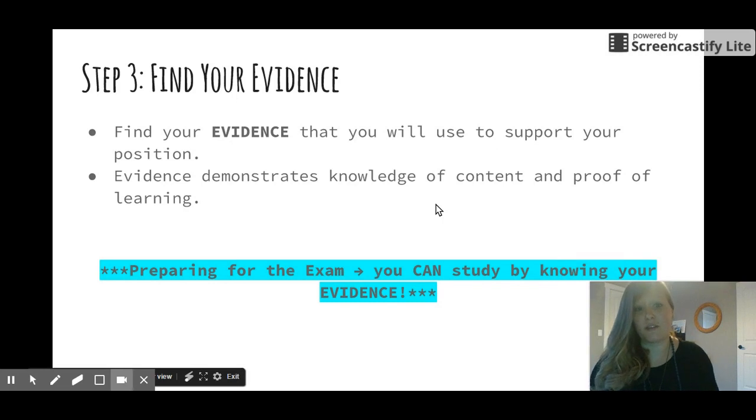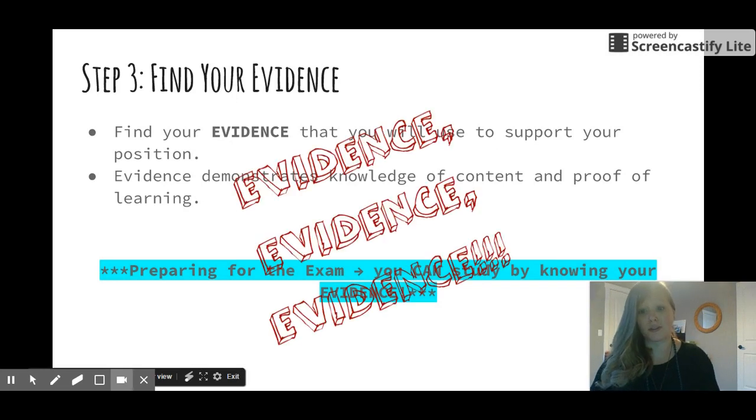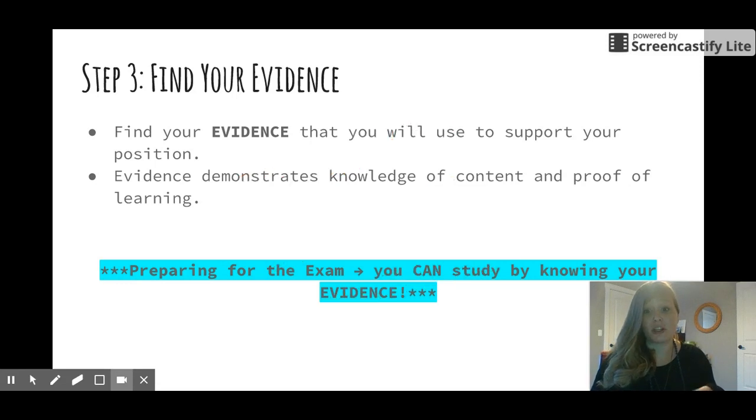Step three is find evidence. Evidence is key to social studies. If you don't have evidence, your argument is lacking. You need to support your position, and evidence demonstrates knowledge of content and proof of learning, and that's what you need to do on your exam. You can study for position papers by just knowing your evidence. So go over those four related issues and know the key points.